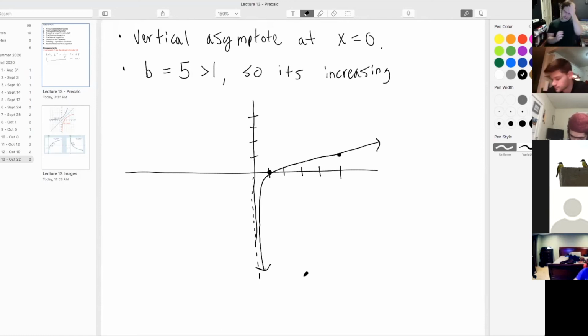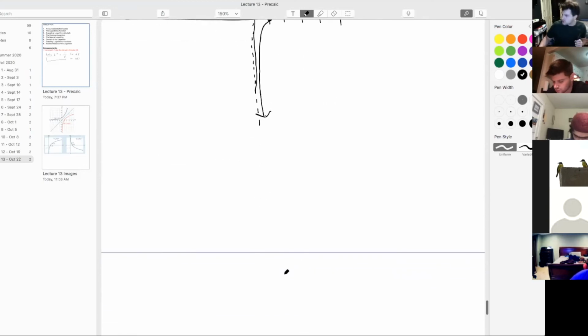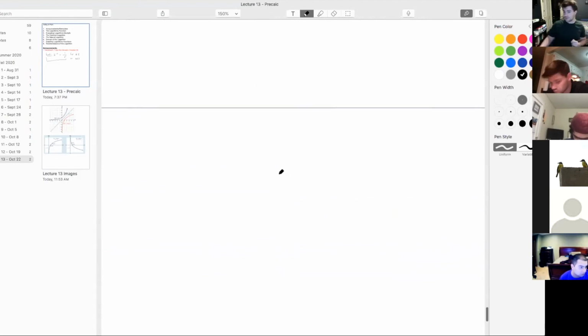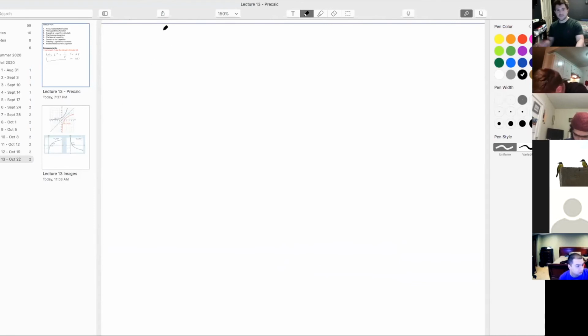Okay, so any questions on anything? This is really all I would expect for a sketch of a graph. Okay, very good. So the last thing we will do are transformations of the logarithm. Okay, that'll be the last thing we'll do tonight.